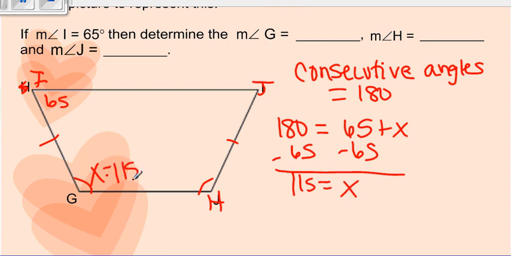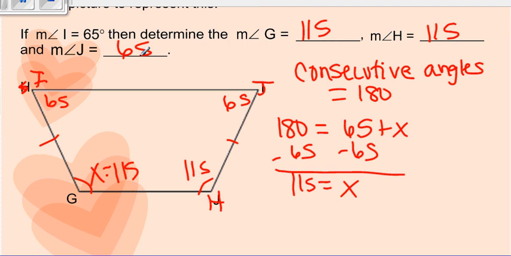And if G is 115, H is also going to be 115 because it's that isosceles trapezoid. And then J, which is the base consecutive to our base angle, is what I should actually say. Opposite was not a good choice. Will be 65. So G, we had 115. H, we had 115 as well. And for J, we had 65. Okay.